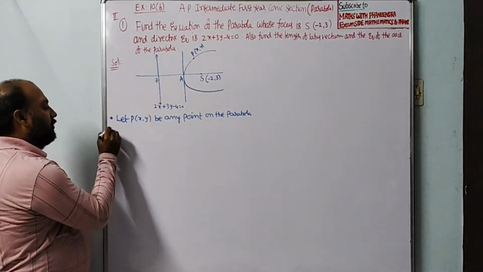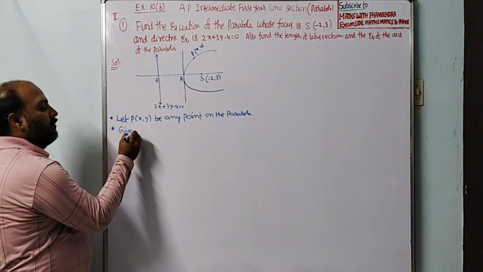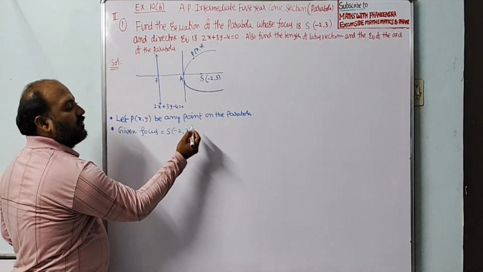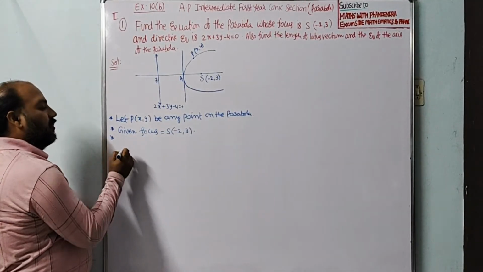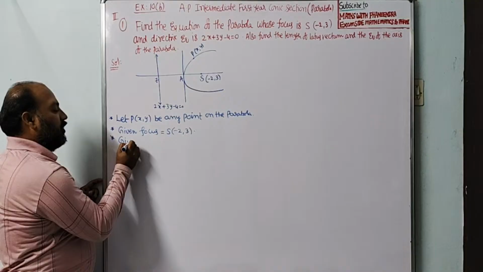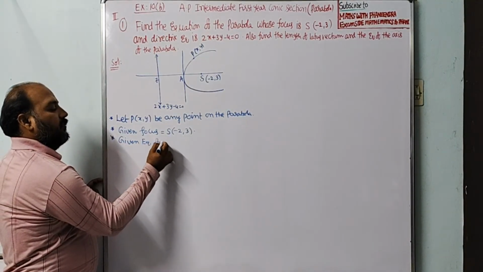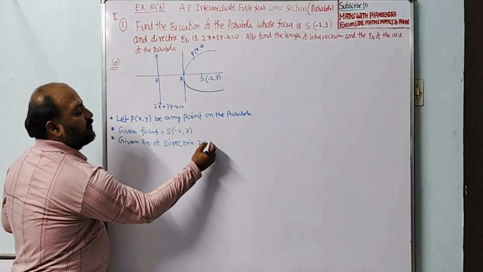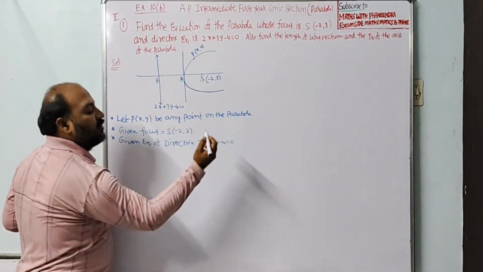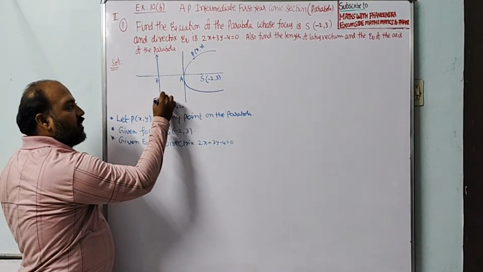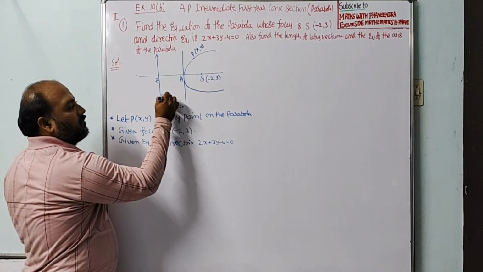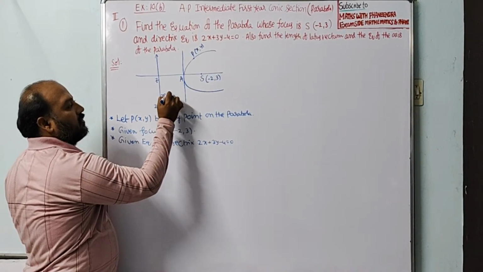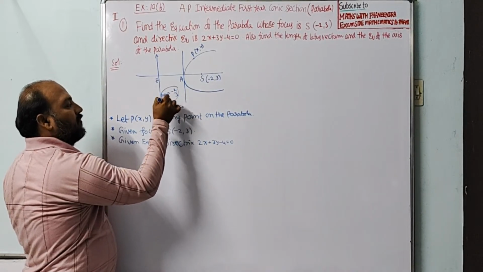Next, given focus S(-2, 3), given equation of directrix 2x + 3y - 4 = 0. What is the slope of this one? m is equal to minus x coefficient by y coefficient, the slope of this directrix.